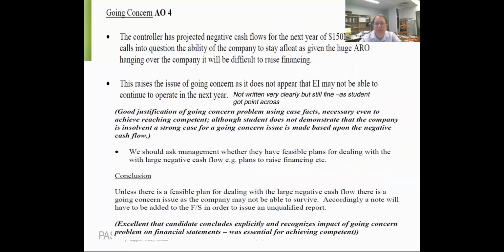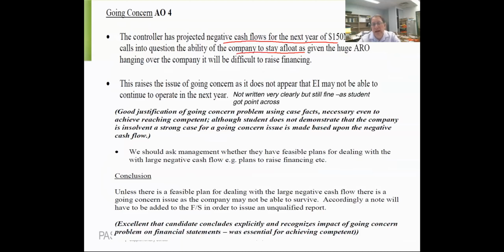Going concern. The controller is projecting negative cash flows. Okay, fine. For the next year of 150. This is my support. This is my reason. It calls the company into question, whether they can stay afloat. This raises the issue of going concern. Okay, fine. They may not be able to continue.